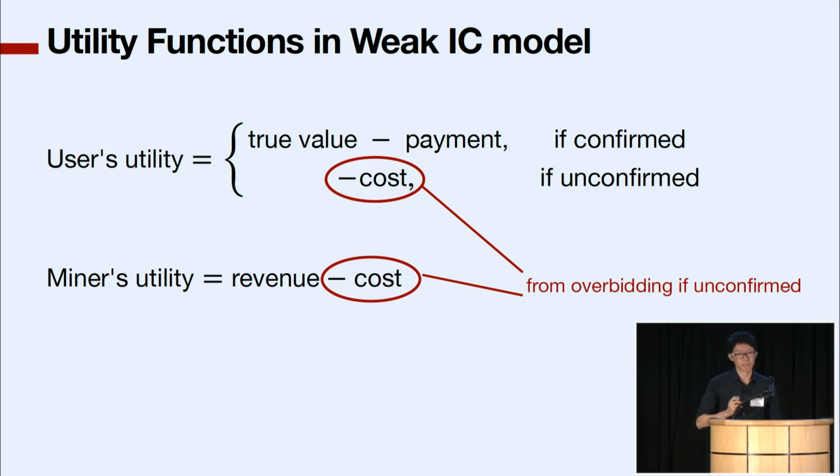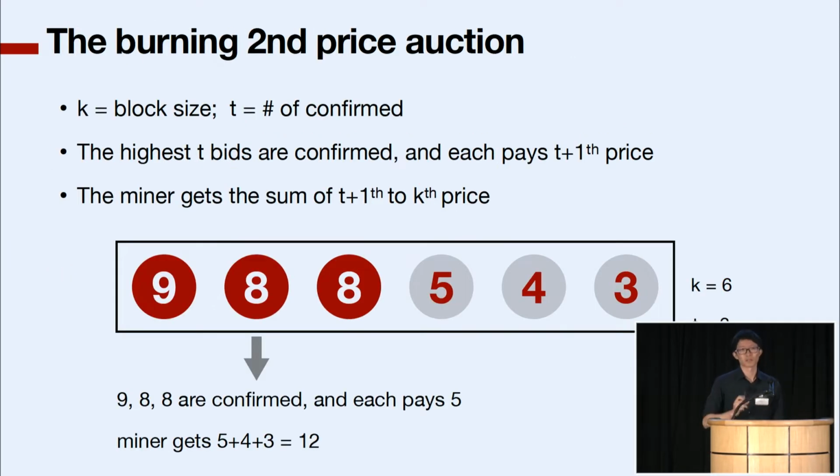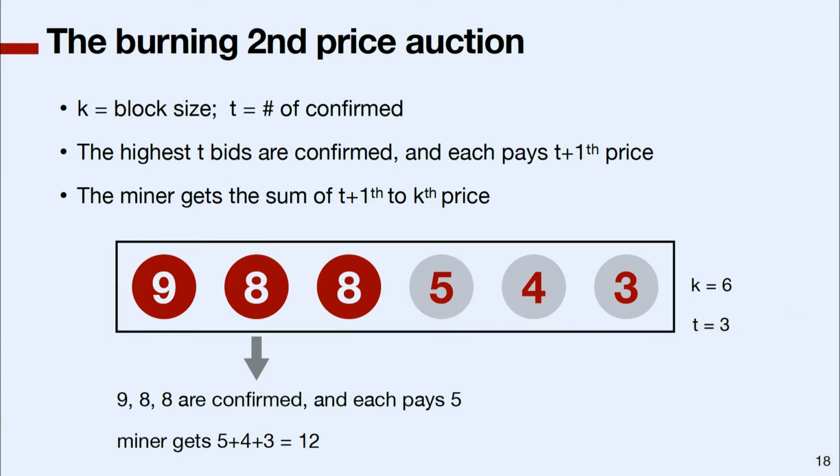So in this model, we introduce the following mechanism. We call it the burning second price auction. Here, K is the block size, and T is the parameter that you can choose. T is the number of confirmed transactions in the block. That means not every transaction in a block is confirmed. Some of them are just there for designing the price.